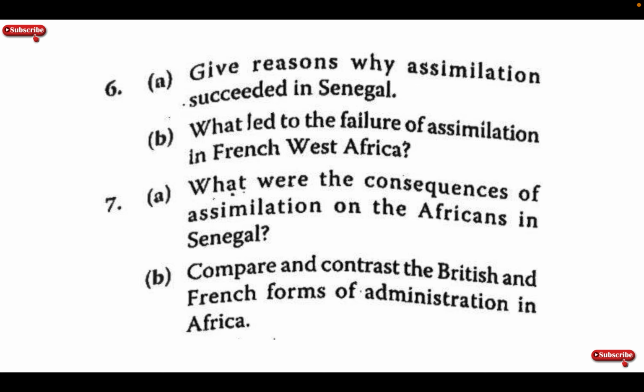Question 6a. Give reasons why assimilation succeeded in Senegal. B. What led to the failure of assimilation in French West Africa? Question 7a. What were the consequences of assimilation on the Africans in Senegal? B. Compare and contrast the British and French forms of administration in Africa.